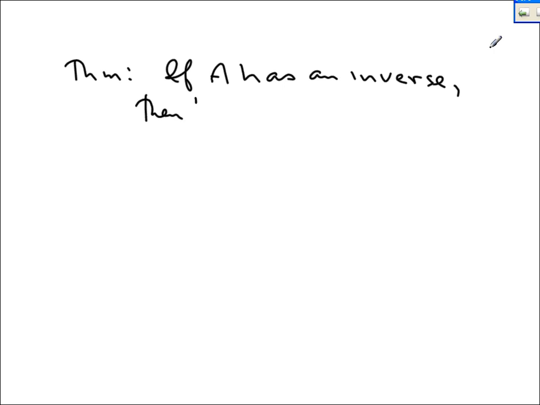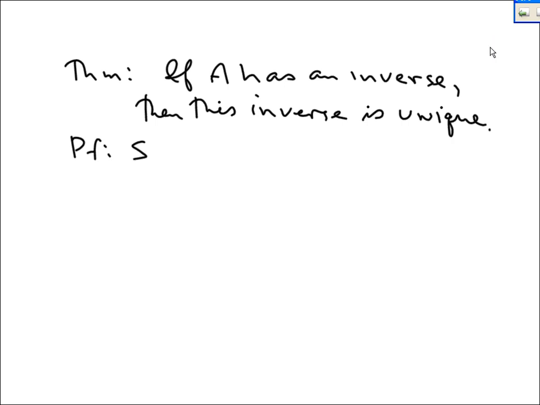Going to prove a very important theorem. Going to show that inverses are unique. Theorem. If A has an inverse, then this inverse is unique. And generally, the way you prove theorems of this flavor is you suppose there's two inverses and show that they're equal to one another.